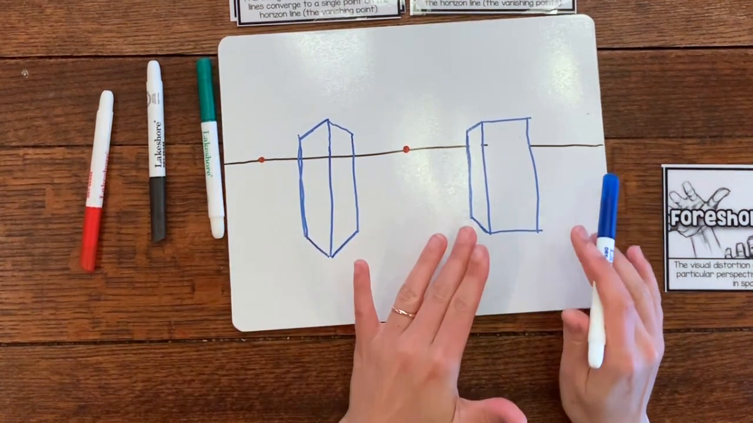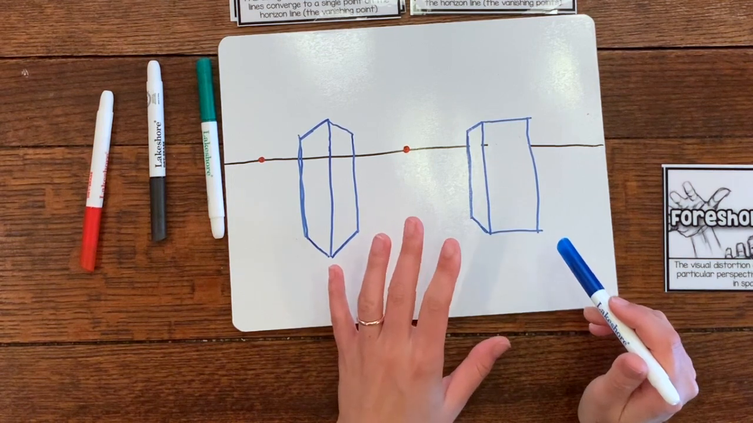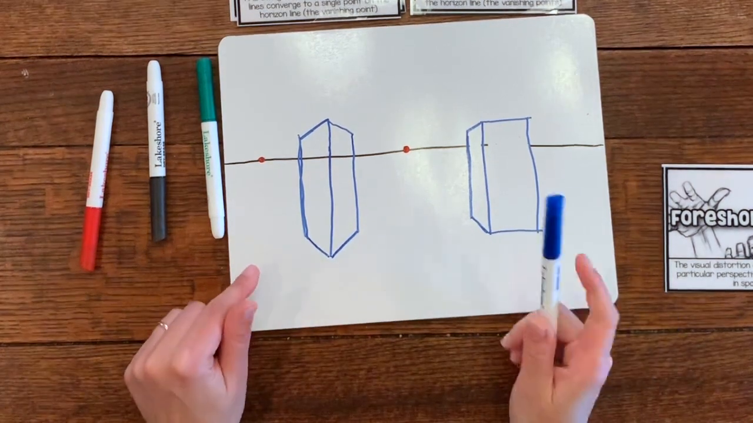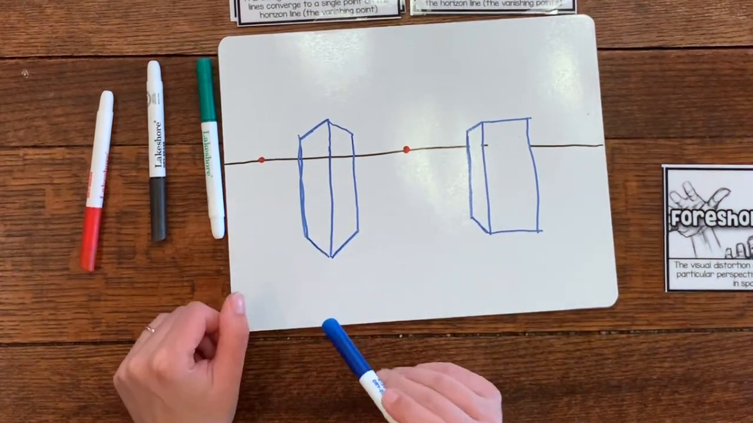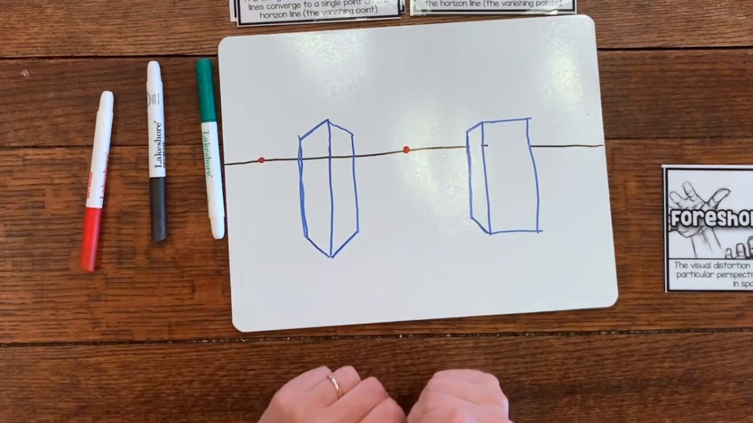Now, 2 point perspective is a little more difficult than 1 point. So if you feel like you've mastered 1 point perspective, then I want you for the assignment to complete yours using 2 point perspective.